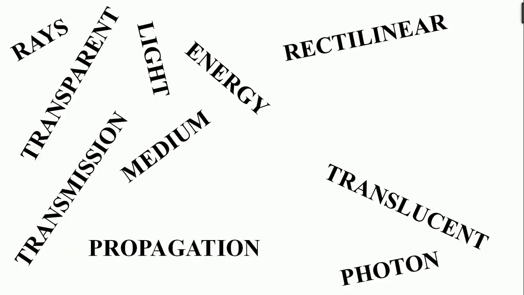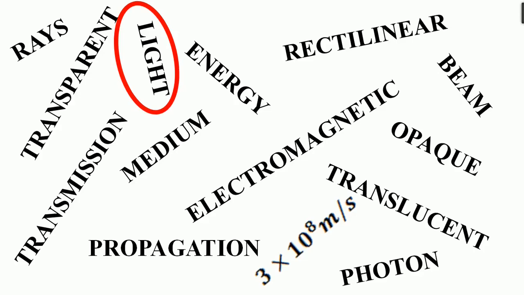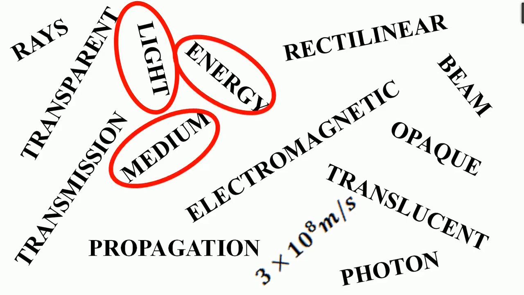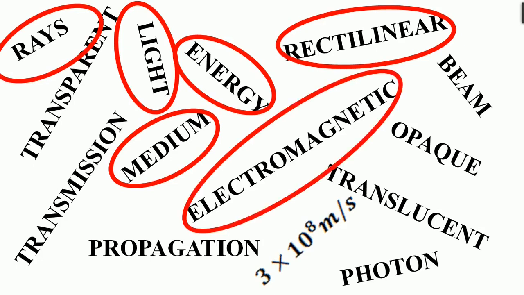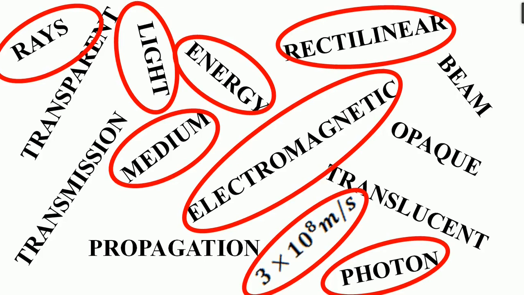Now let's summarize the video. Light is a form of energy and it moves through a medium, and it always travels in a straight line, that means rectilinear motion. The straight line through which light travels is called a ray. Light is a form of electromagnetic wave, and light also has particle nature, and the particle of light is called a photon. The speed of light in vacuum is 3 into 10 to the power 8 meters per second.